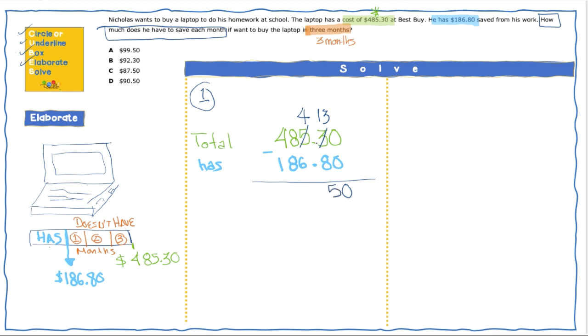I see a decimal point when adding and subtracting, not when multiplying. Multiplying is different. When adding and subtracting, we bring down the decimal point. Great. Now I'm going to do 4 minus 6. I can't. So I'm going to borrow from the 8. The 8 will become a 7, and the 4 will become a 14. Great. So now I can do 14 minus 6. What is it? 8.